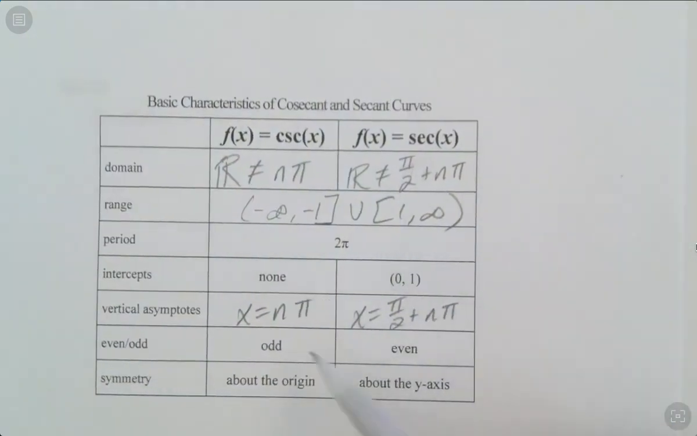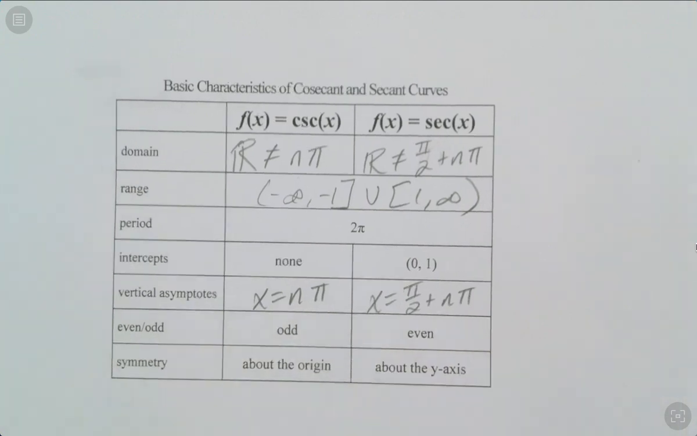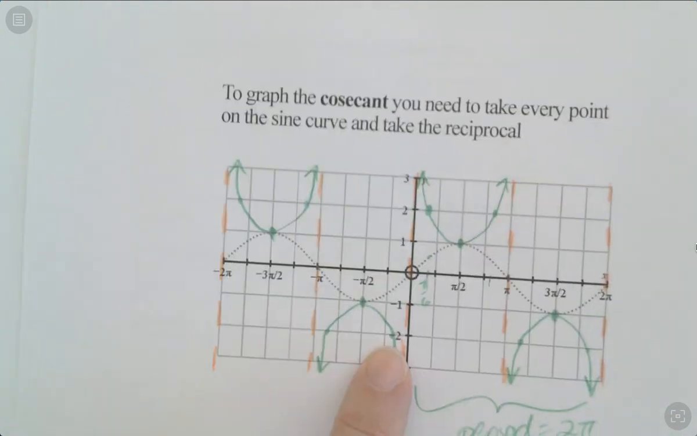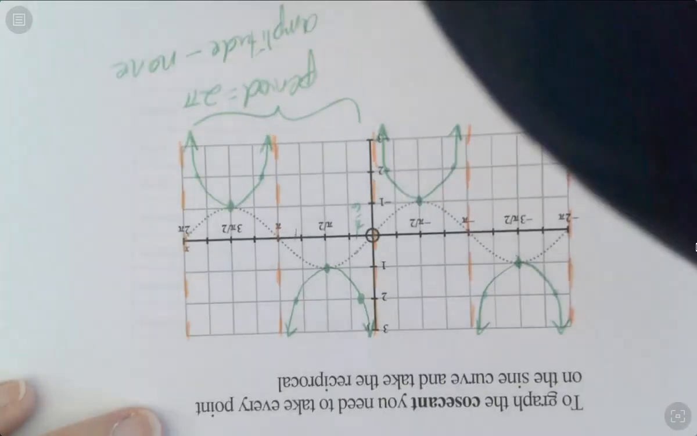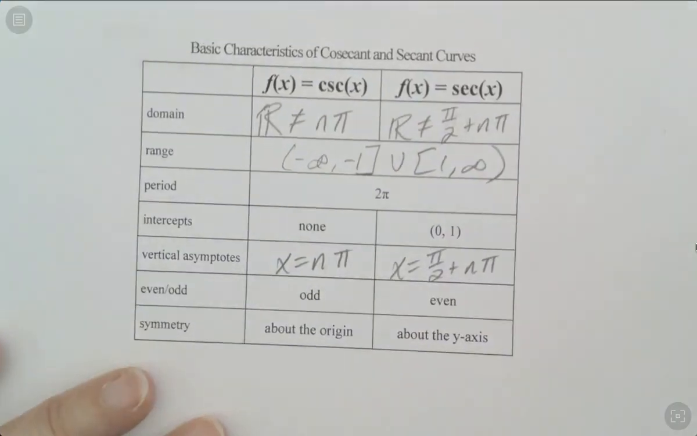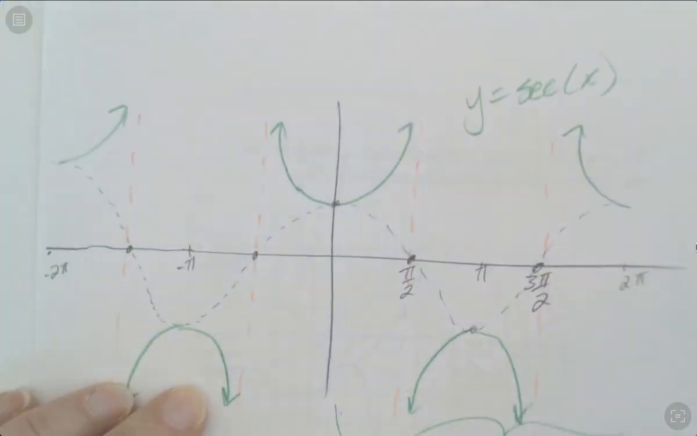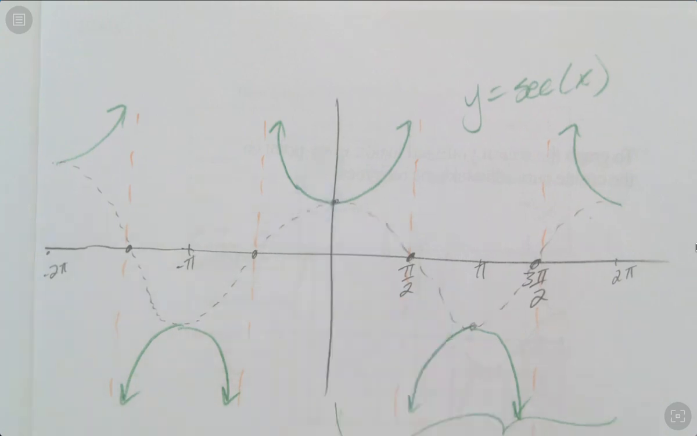Period is 2 pi. The cosecant is odd. The secant is even. So with the cosecant being odd, of course, it has a symmetry. If you rotate around, you get the same graph. But the secant does not have that symmetry, but it does have symmetry about the y-axis. So if you were to fold over, then you'd have the same graph there.